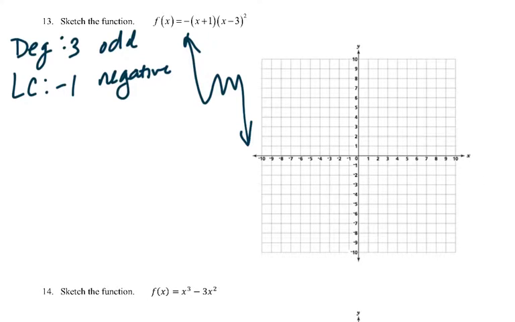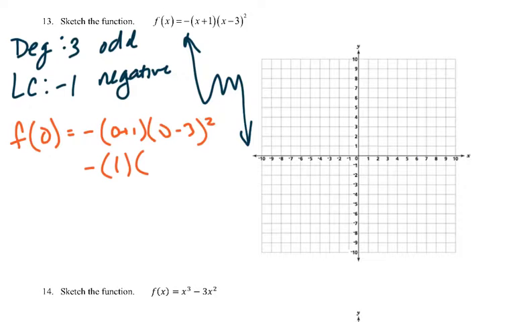We're going to solve for our y-intercept. So we're going to find f of 0. That's going to be negative 0 plus 1 times 0 minus 3 squared. So that's going to be negative 1 times negative 3 squared, which gives us negative 1 times 9, which is negative 9. So our y-intercept is negative 9.